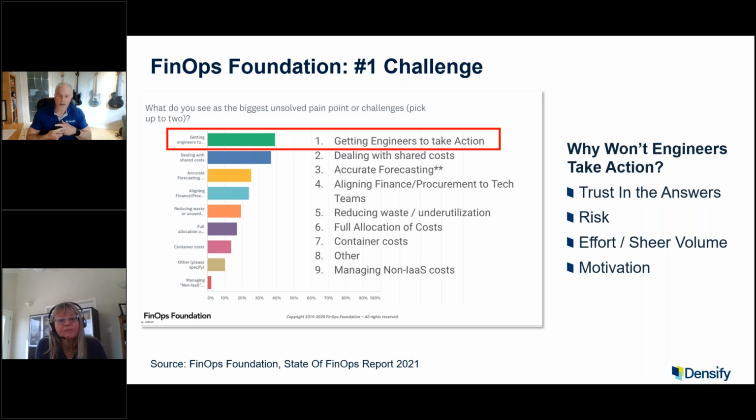Finally, the motivation. I was talking to one insurance company yesterday, and they just said, the engineers don't care about costs. They've got other things to deal with, but the motivation isn't to save money. It's just to keep the lights on and keep the applications working. So they're not interested in that.